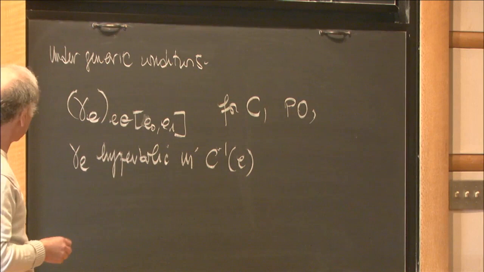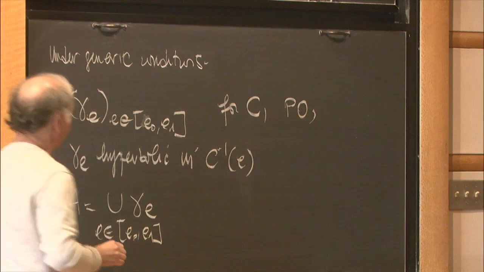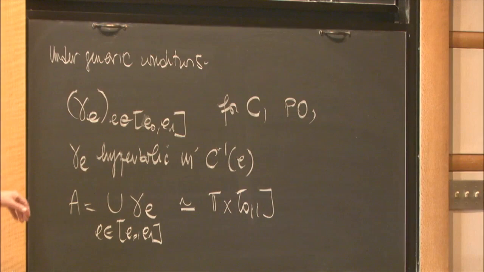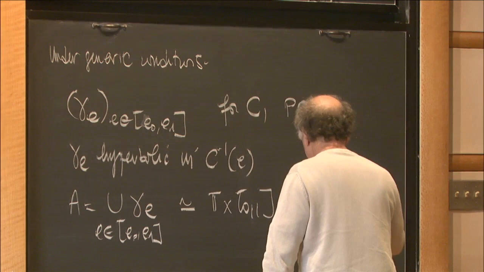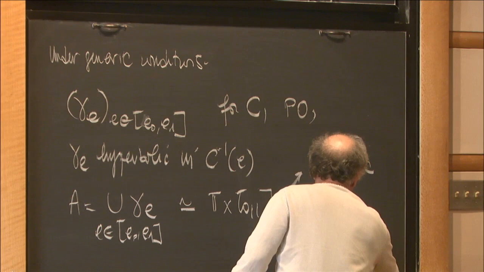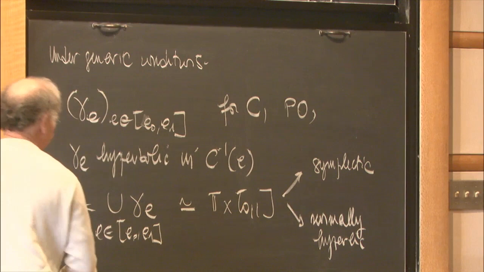And if you look at the union of these orbits, this is an annulus. It's diffeomorphic to T times [0,1]. I take a compact annulus because it's what interests me. And this is classically symplectic and normally hyperbolic in a very natural sense. The stable and unstable manifolds of A are the union of those of the gamma E, and the stable and unstable foliation, you get it very easily. So the starting point is this. This is not difficult to prove.